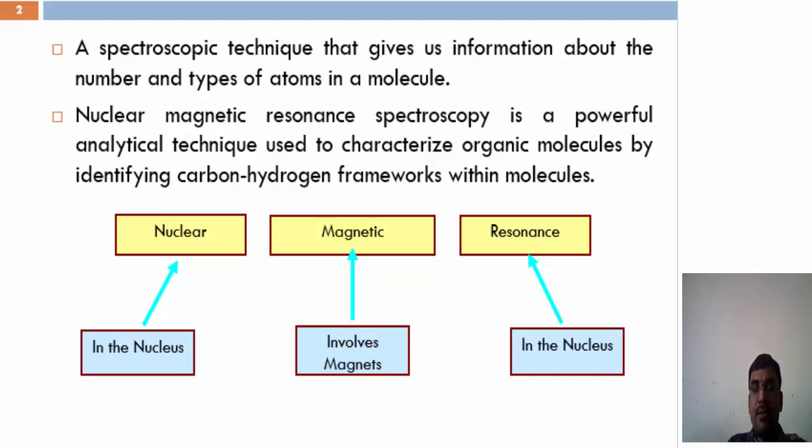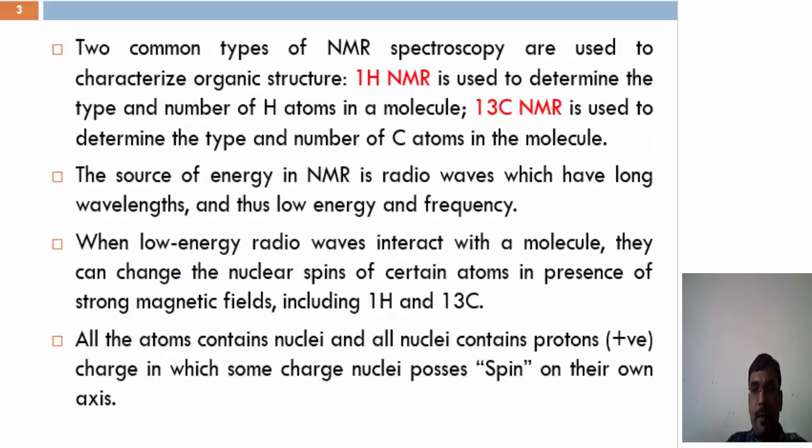The nuclear part stands for the nucleus, magnetic means it involves magnets, and resonance means the resonance is in the nucleus. There are two main types of NMR spectroscopy used to characterize organic structures: H1 NMR, also called PMR, and C13 NMR, which is used to determine the number of carbon atoms.